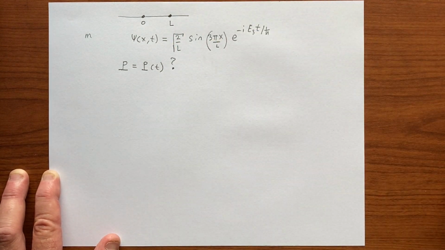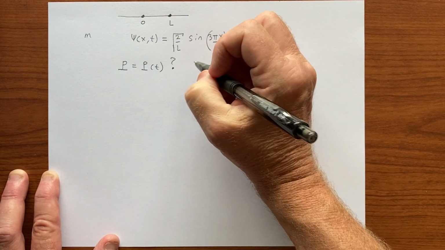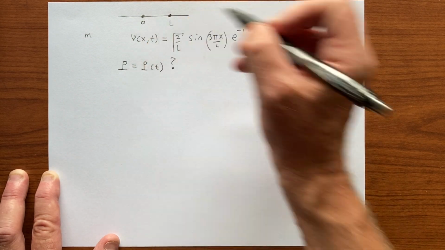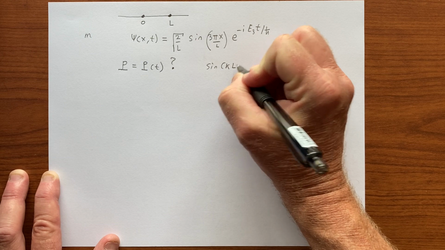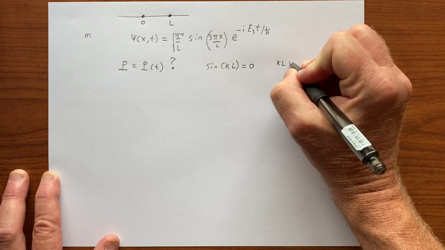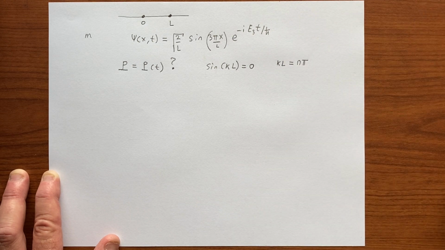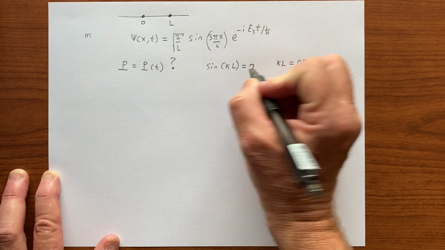Given the fixed boundary conditions, we know that this function has to vanish here and here, so it has to be a sine because the sine of 0 goes to 0, and the sine of kL also has to be 0, and so we know that k times L has to be n pi, right? So n equals 1, 2, 3, and so on. This function vanishes. So the energies come from this boundary condition.